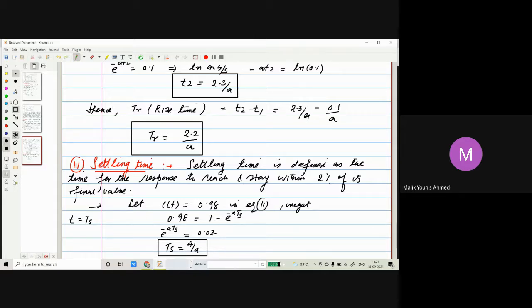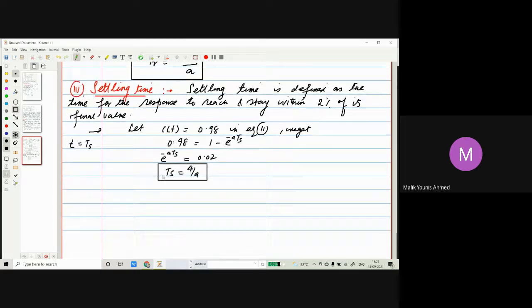Fine, I hope this is clear. Roll number 10, 8.